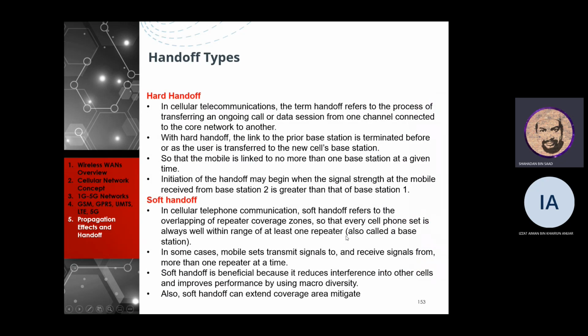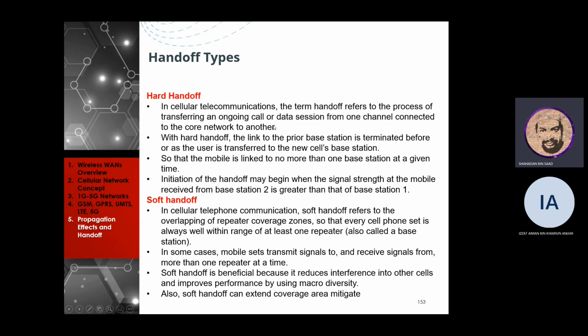So kita ada dua jenis handoff, hard handoff and soft handoff. Hard handoff in cellular communication, the term hard handoff refers to the process of transferring an ongoing call or data transition from one channel connected to the core network to another. With hard handoff, the link to the prior base station is terminated before the user is transferred to the new cell's base station. The cut connection yang lama kan, kita panggil hard handoff.